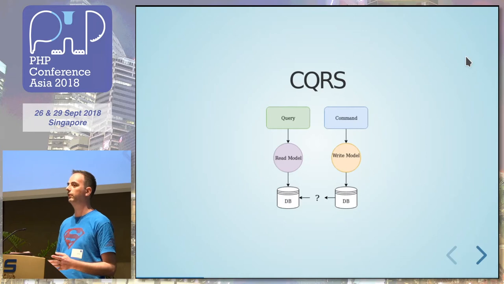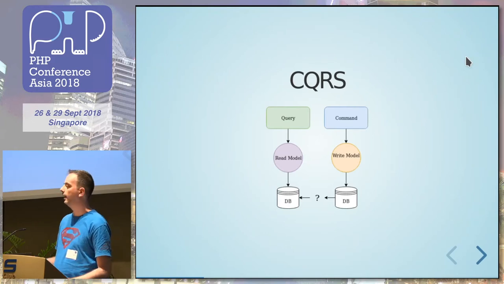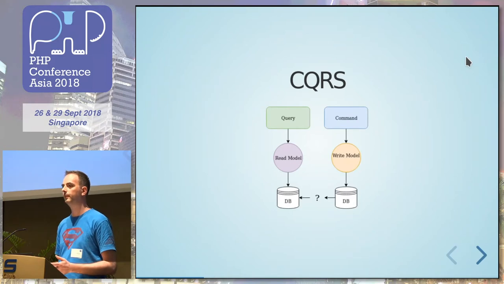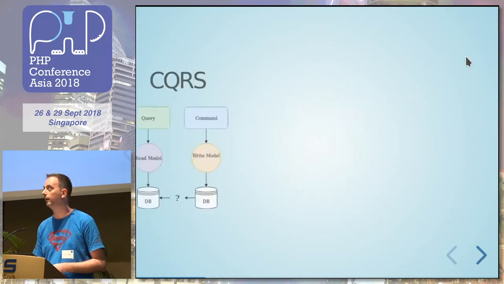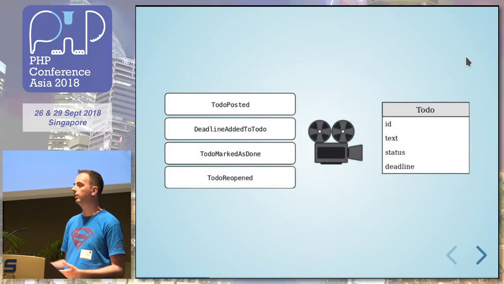You can just put all the data together that you need, and you don't need to create read models in a way that you would query usually, because you don't need any joins. You don't need them anymore. And what we have missing here is the mechanism that brings the read model in sync with the write model.